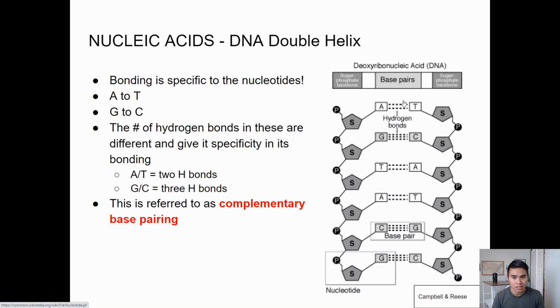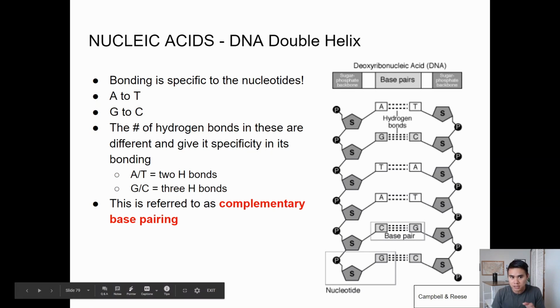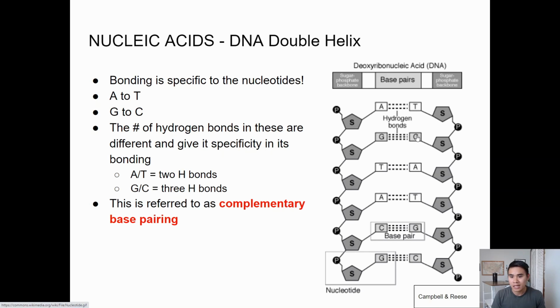A pairs with T, adenine pairs with thymine, guanine pairs with cytosine. They are different in the number of hydrogen bonds. And they form a base pair, and when I say base pair, I mean A to T, G to C. If you have an issue, let's say there's a substitution from a cytosine to an adenine, now you have 3 hydrogen bonds trying to bond to a 2, and that's not going to work out. So AT, 2 hydrogen bonds, GC, 3. It's important. And this is referred to as complementary base pairing.